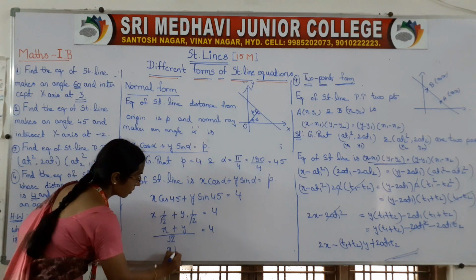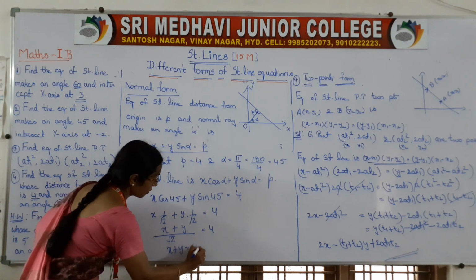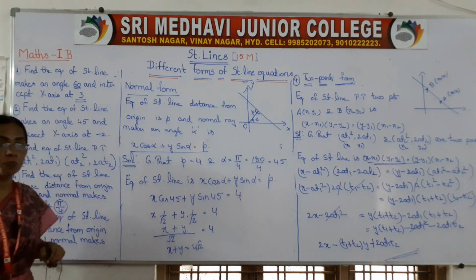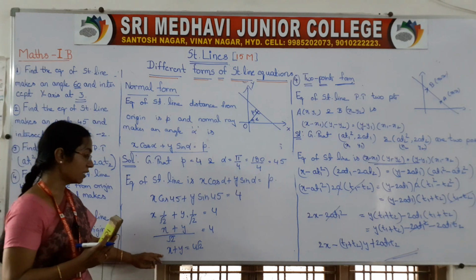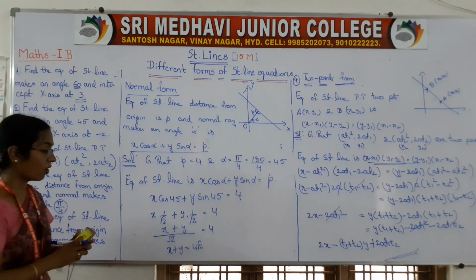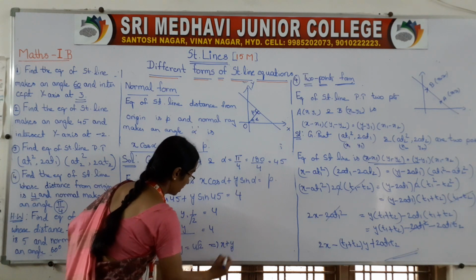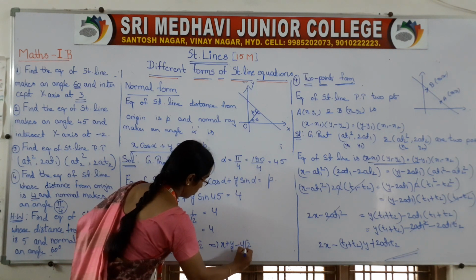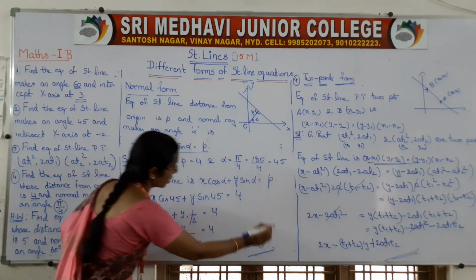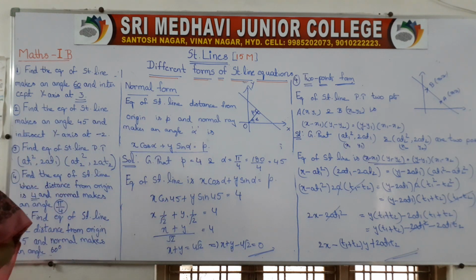So x plus y is equal to 4 root 2. Generally, a straight line equation means the x term, y term and constant term should be there. So it is x plus y minus 4 root 2 is equal to 0, the required line equation. This is called the normal form.